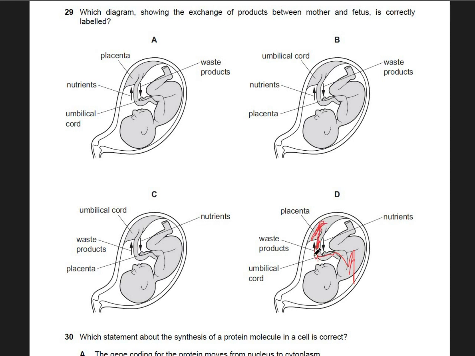All right, and the waste products are going away from the baby to the placenta, and the nutrients are coming towards the baby from the placenta. So this diagram is showing the correct labeling. So this is the correct answer.